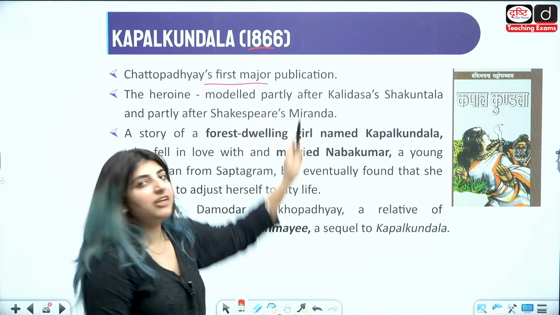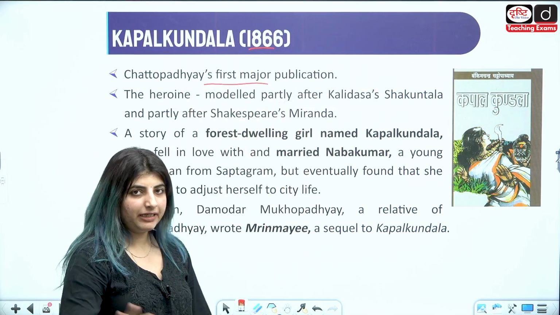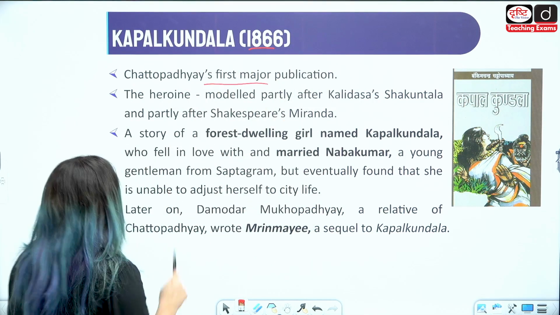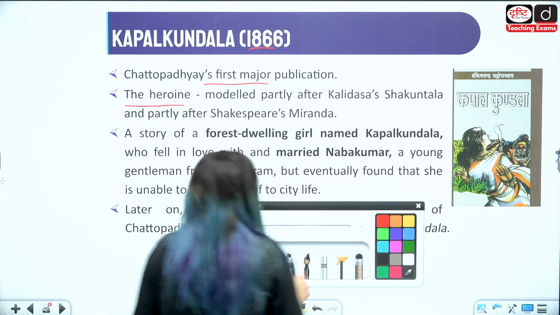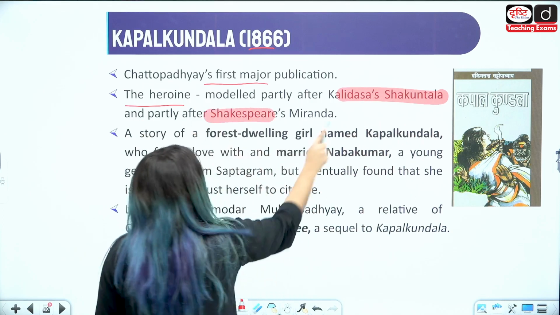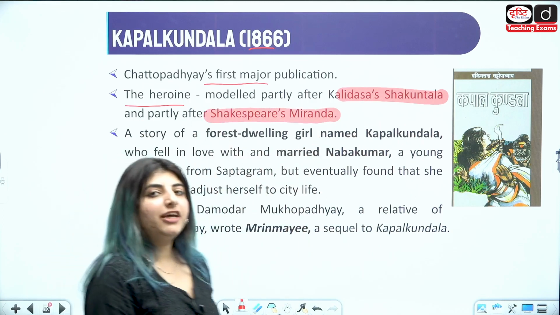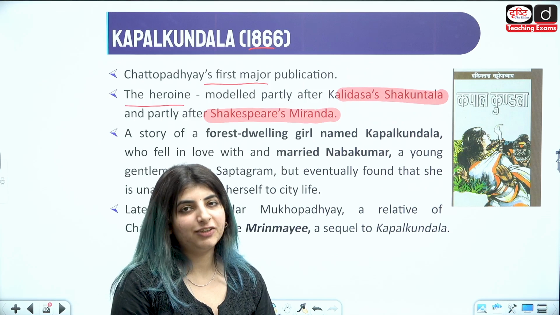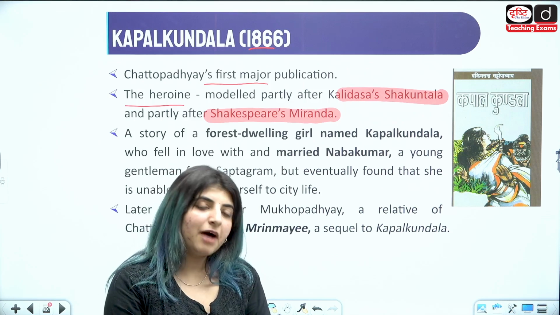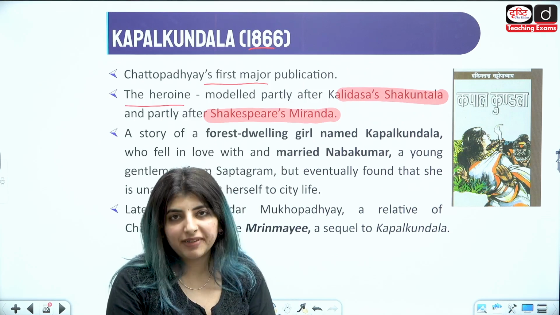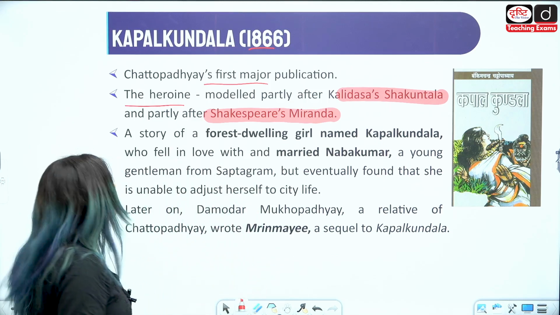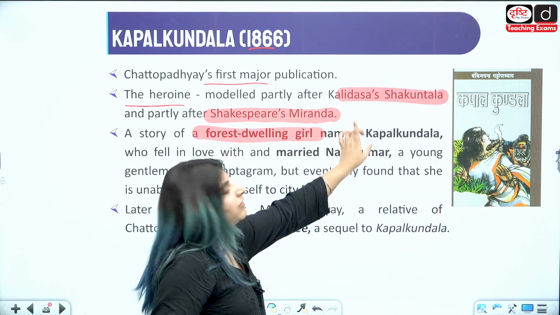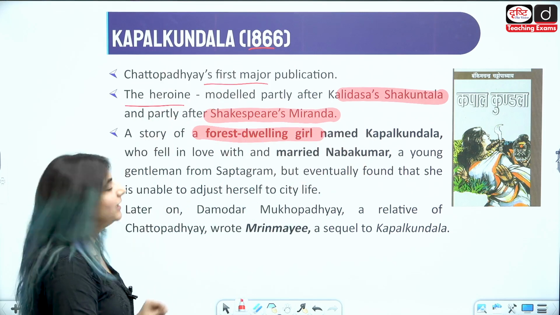It is his first major publication, बहुत अच्छी बिकी थी. This was very much sold, and if we talk about the heroine, she is modeled partly after Kalidas ki Shakuntala and Shakespeare ki Miranda. Why? Because here we are also going to see that a character is going to come to an island, and वहाँ पे जैसे मिरांडा रह रही थी टेम्पेस्ट में, उसी तरीके से we will see the protagonist, the girl living here, right? Forest dwelling girl named Kapal Kundala, जिनके ऊपर ये टाइटल रखा गया है.